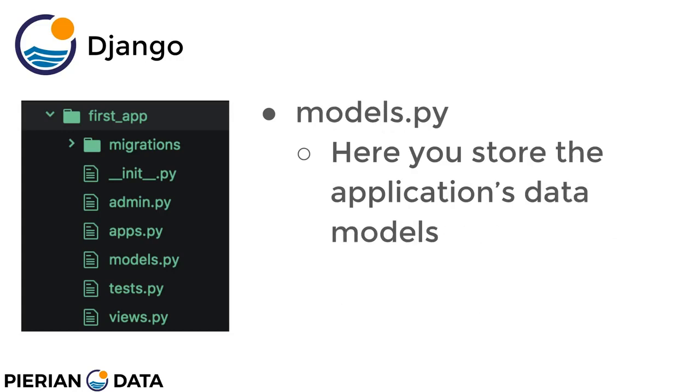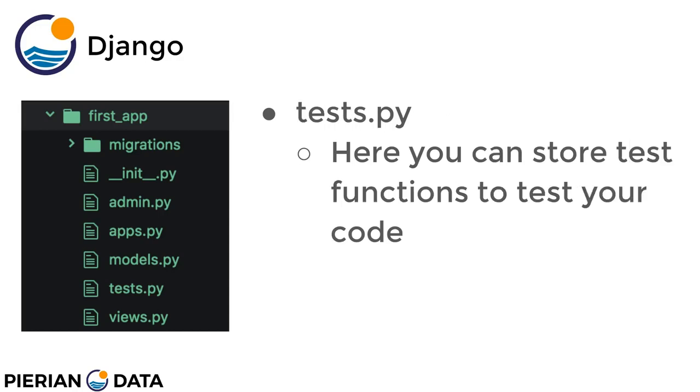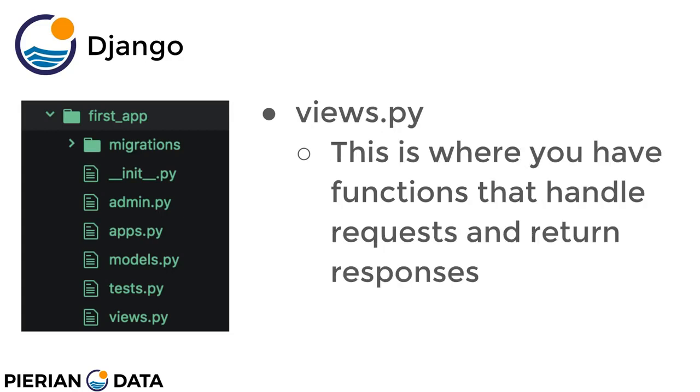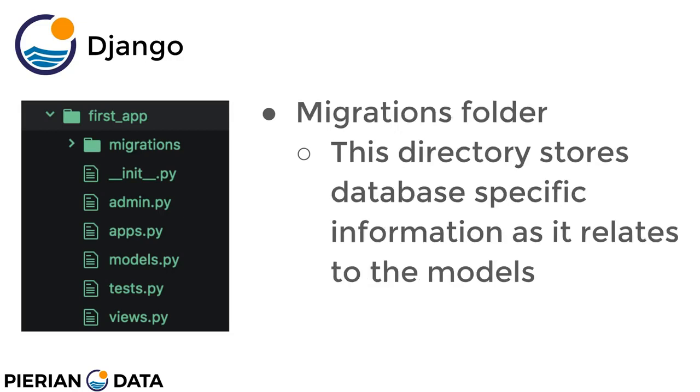Then we have the models.py, and this is going to be a place to store your application's data models. And that's where you're going to specify the entities and relationships between the data. And that will make a lot more sense when we actually begin to play with that file. Then we have the tests.py file, and this is where you can store a series of functions to test out your application's code. Then we have views.py, which is where you can store a series of functions that handle requests and return responses. Then finally we have that migrations directory or migrations folder. And this directory stores database-specific information as it relates to the models.